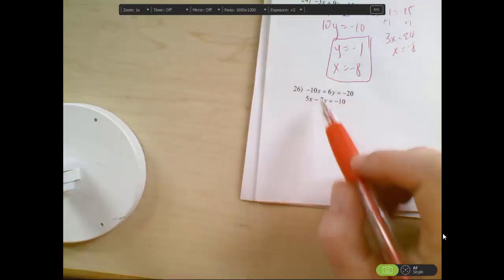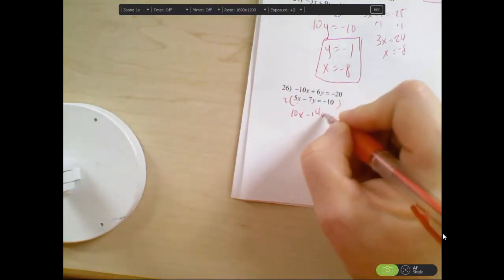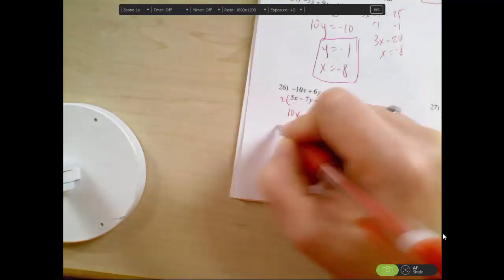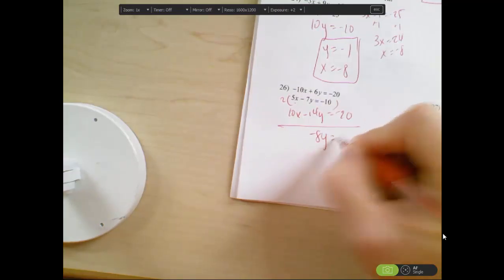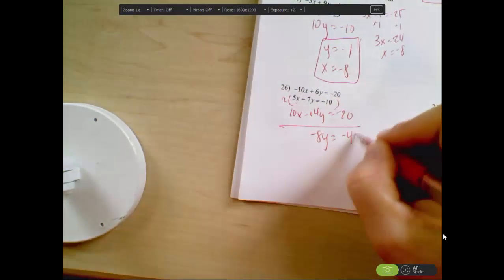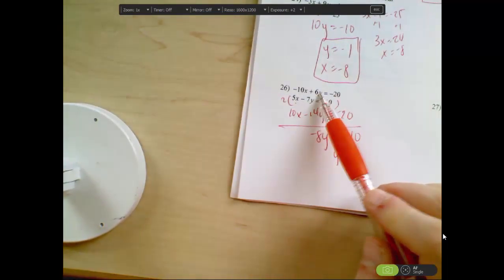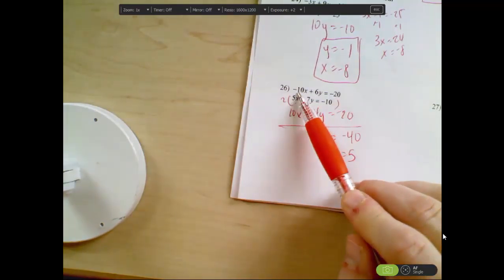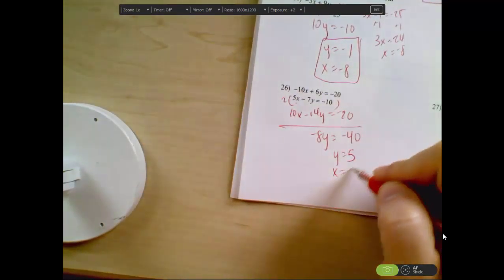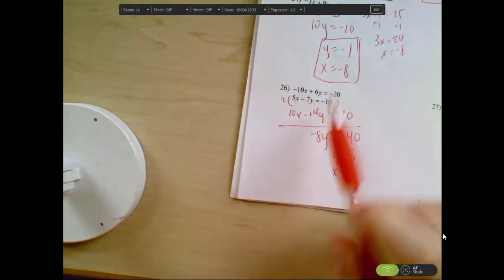So here, if I multiply this equation by 2, I'll turn this into a 10x, which will cancel with that negative 10x. Add them together. Negative 10x and 10x goes away. 6y minus 14y is negative 8y. Negative 20 and negative 20 is negative 40. So y is 5. If y is 5, this is 30. Minus 30 from both sides, I get negative 50. So if negative 10x equals negative 50, x equals 5 as well. And I can check it here. 25 minus 35 is negative 10.